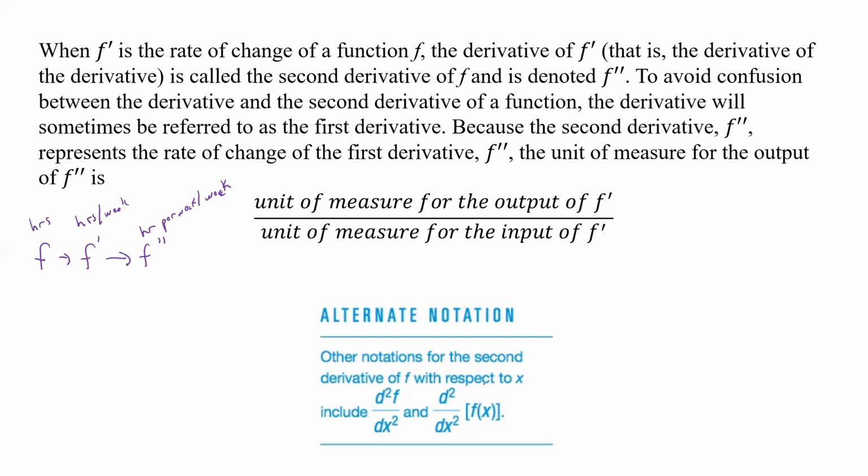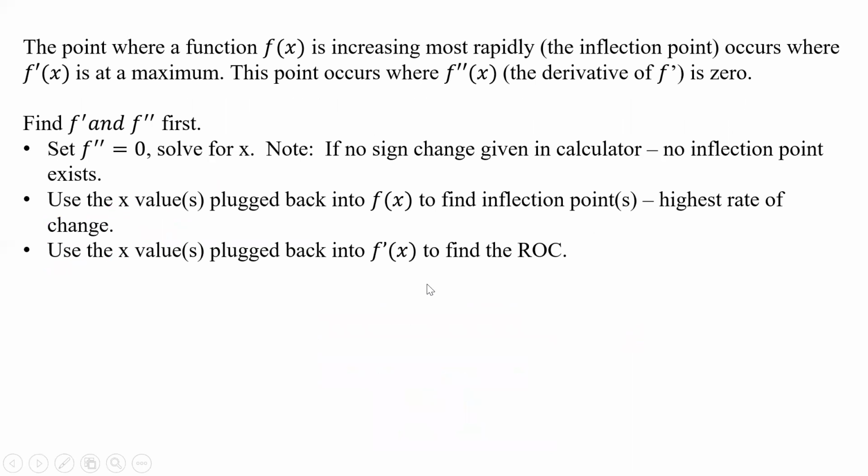Now, another way we can write that instead of f double prime is we can say d squared f over dx squared. And if we don't want to write it with the f up here, we can write d squared over dx squared of f of x. Okay, and so that's a second way to write it.